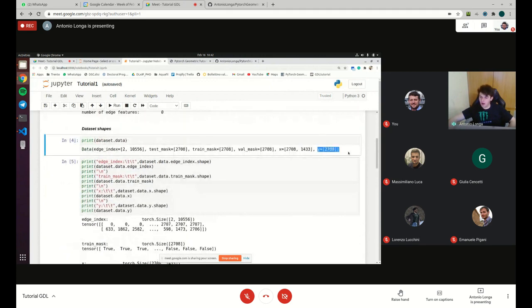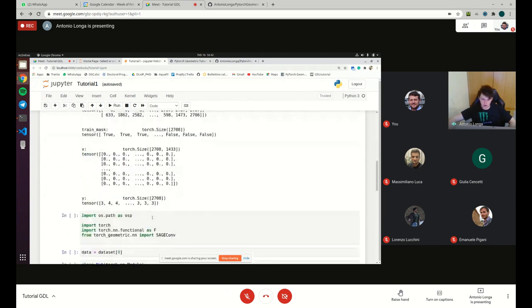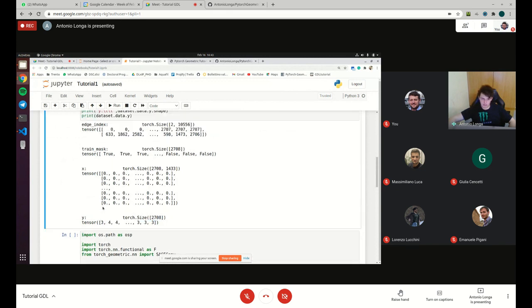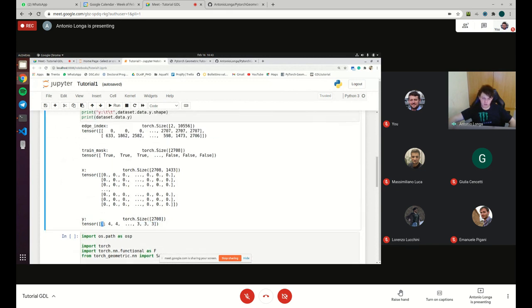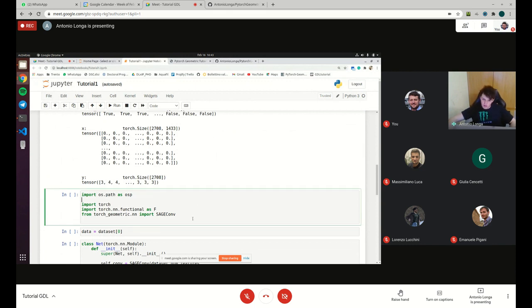Finally, we have Y. Y is the node labeling. So every node belongs to a different category. For instance, node 0 belongs to category 3, node 1 belongs to category 4, and so on and so forth. Okay. Here we took the data and loaded it.